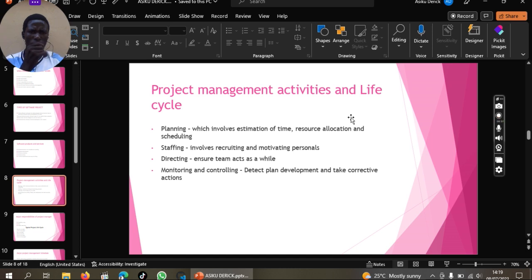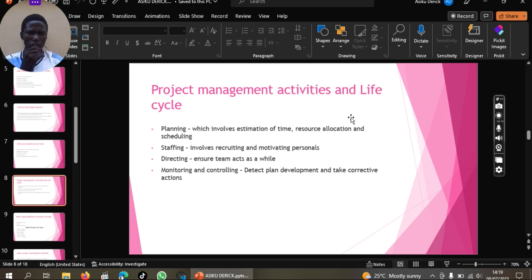Then let's talk about project management activities and life cycle. The first one is planning, which involves estimation of time, resource allocation, and scheduling. This is very important in project management, because in project management, failure to plan is planning to fail. So the first thing you have to do in the project management life cycle is planning.